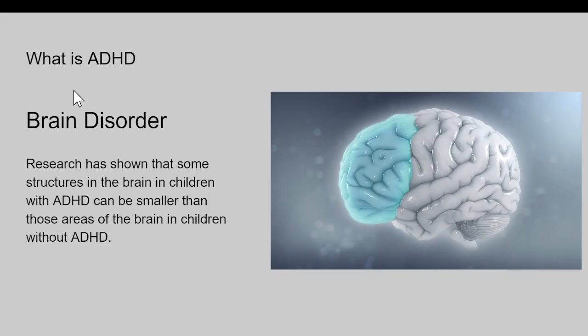ADHD is a brain disorder. Research has shown that some structures in the brain in children with ADHD could be smaller than those areas of the brain in children without ADHD, and primarily in the frontal lobe.